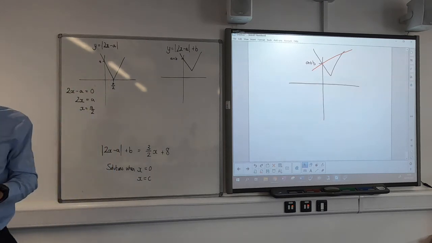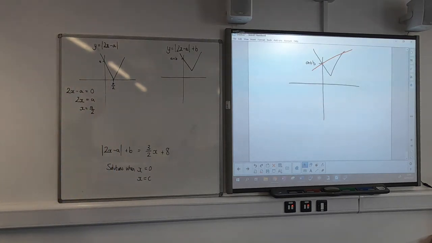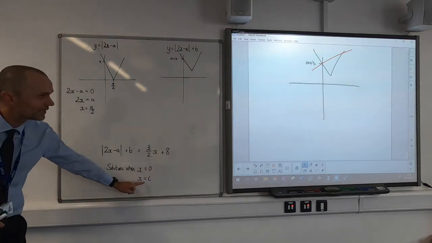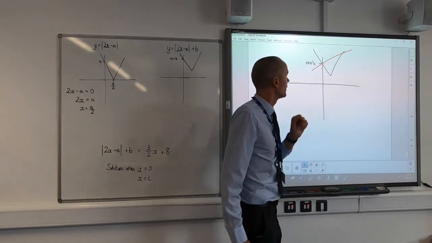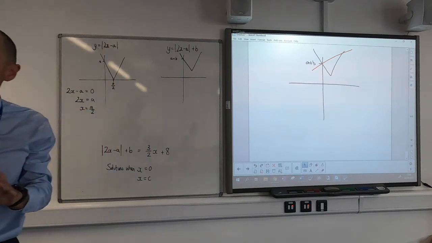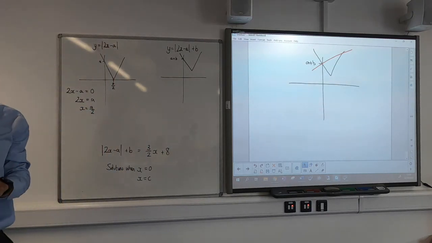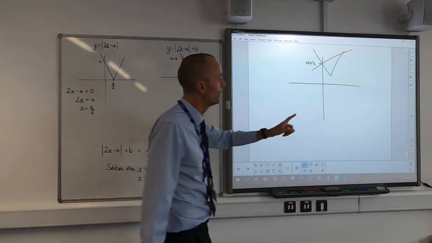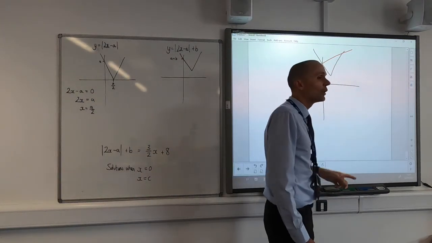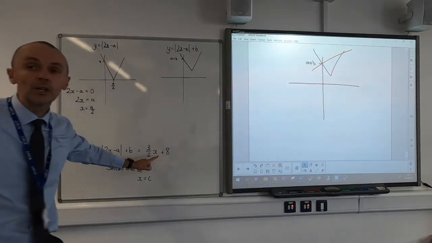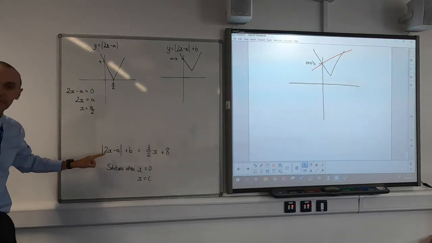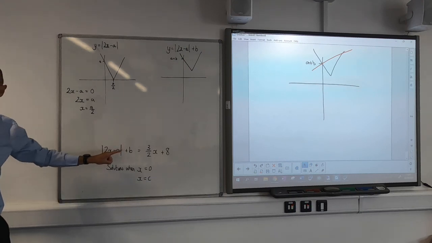There's another solution. We're told it's when x is c. I can see that other solution there. I can see that c is positive, just like a and b. So c is the x value at that point. I can also tell that this solution occurs when this line crosses the positive branch of that modulus graph.